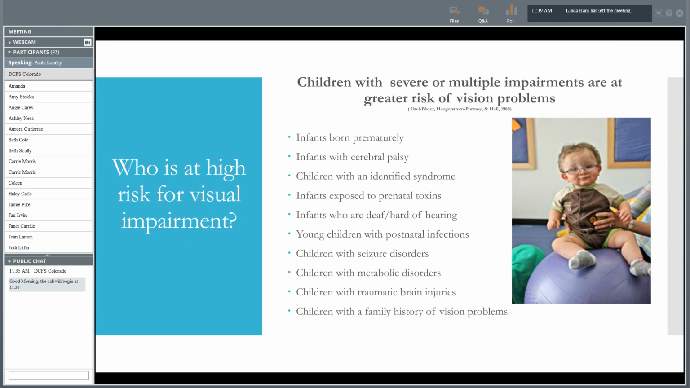Moving on to the next slide, who is at high risk for visual impairment? Here's a list of children and different types of conditions that we typically see.